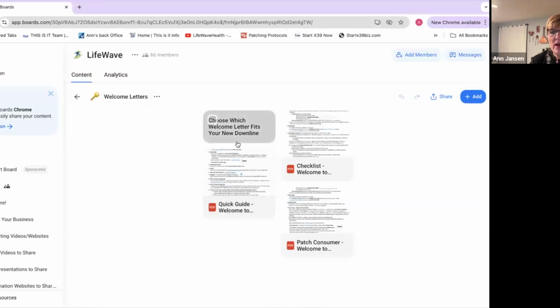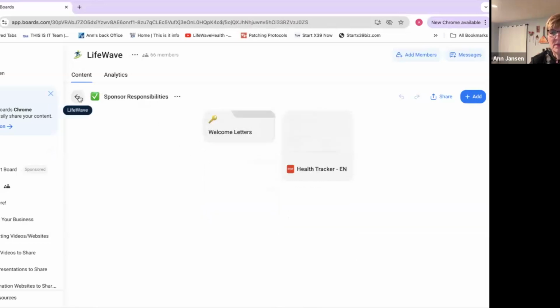So choose the one that fits your new downline. And then here's the health tracker. You want to absolutely share this with somebody. They, of course, can also get it on boards, but we want to send this right away because we don't want them to have to download boards and then find it. So give them this letter and send them this health tracker.